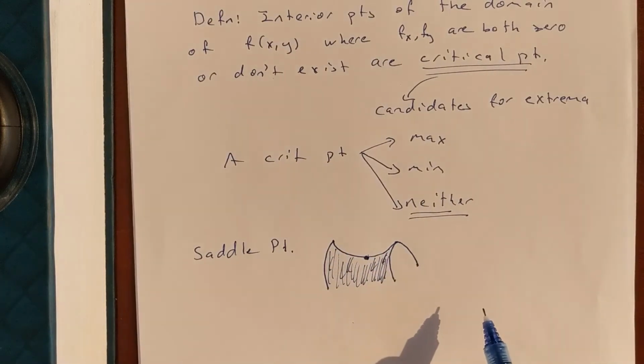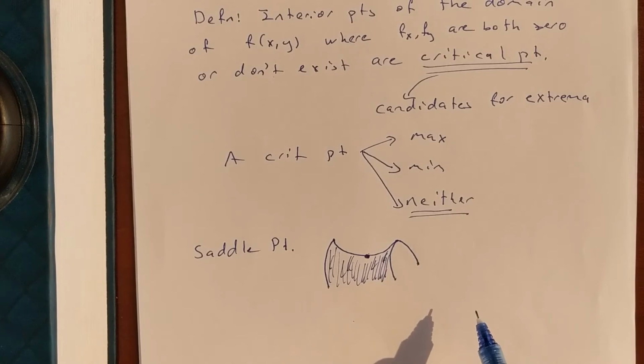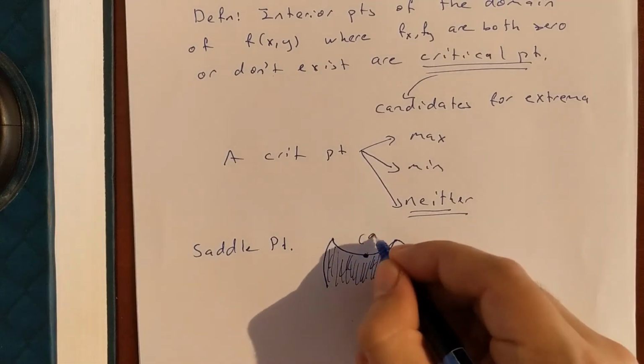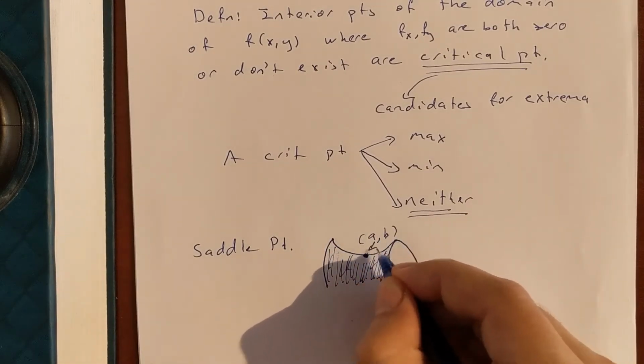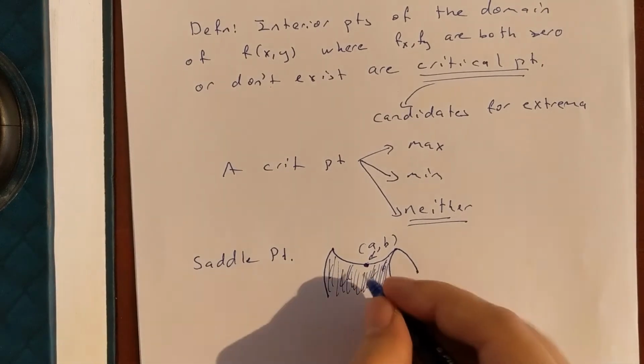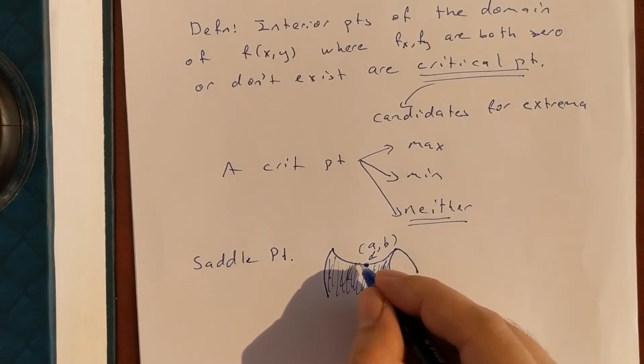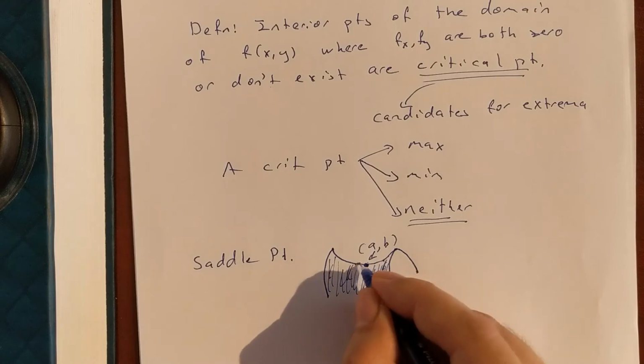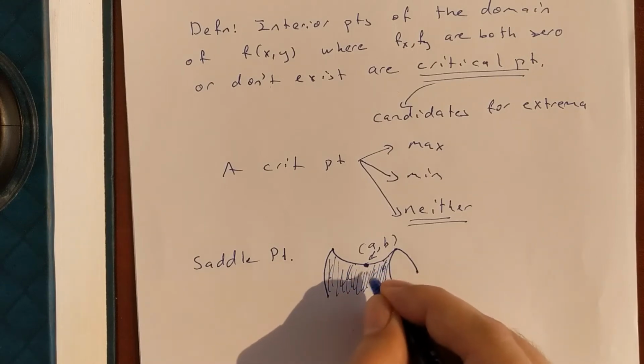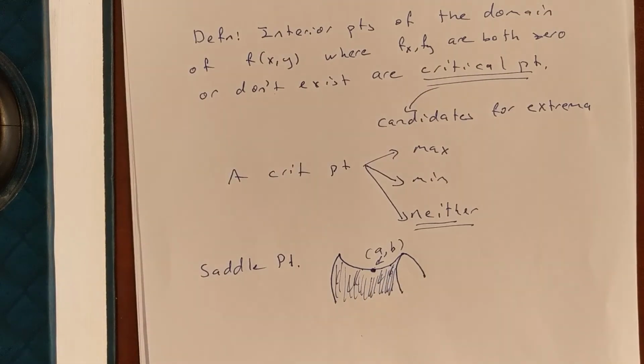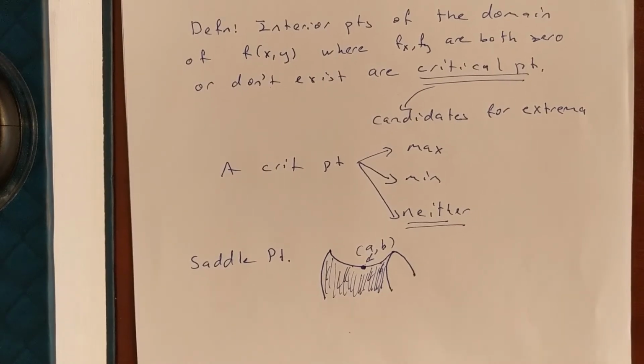So what classifies a saddle point is you have this point, a, b, and you have an open disk containing this point. No matter how small an open disk I take, there are always points greater than it on the ridge of the saddle, and there are always points lower than it on the sides of the saddle. That's a saddle point.